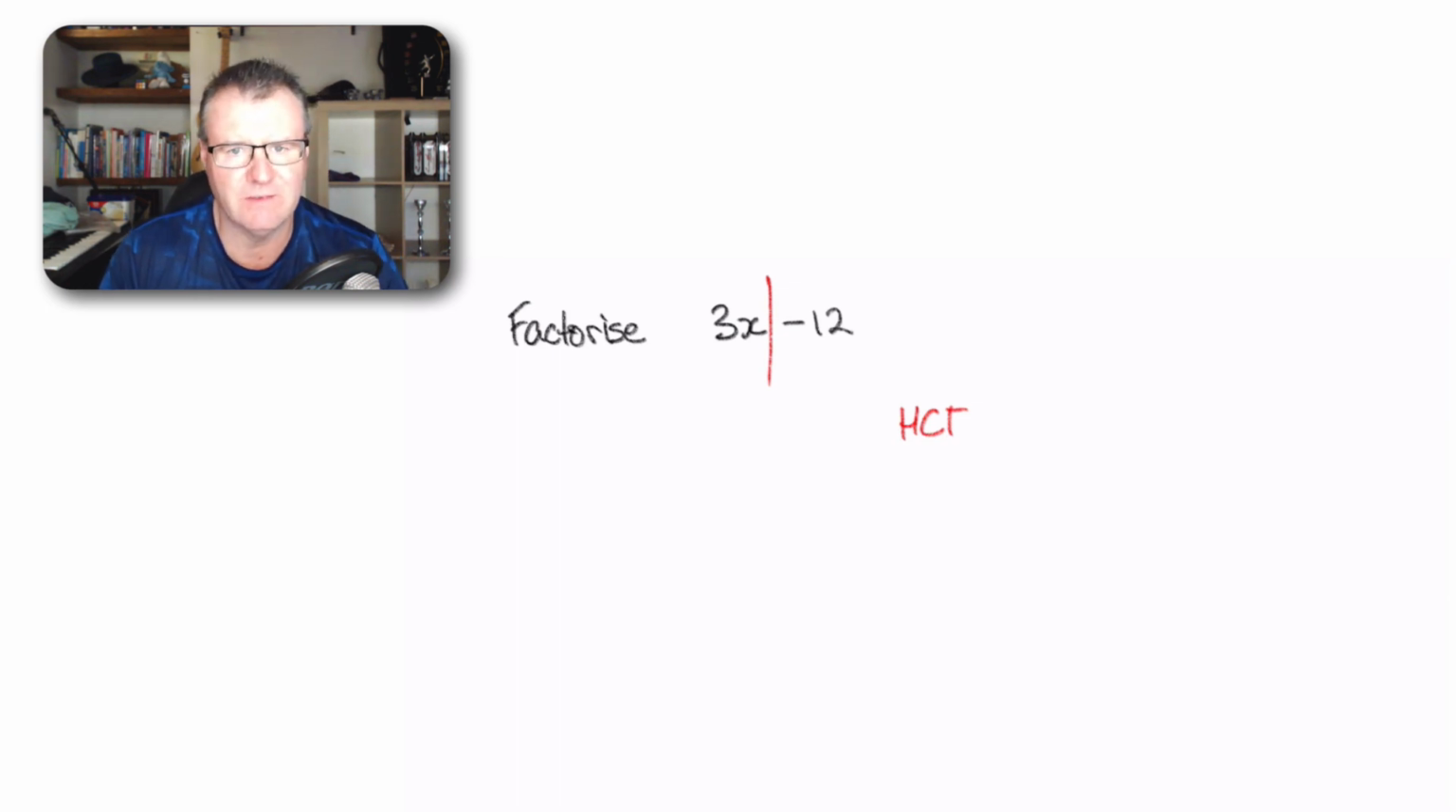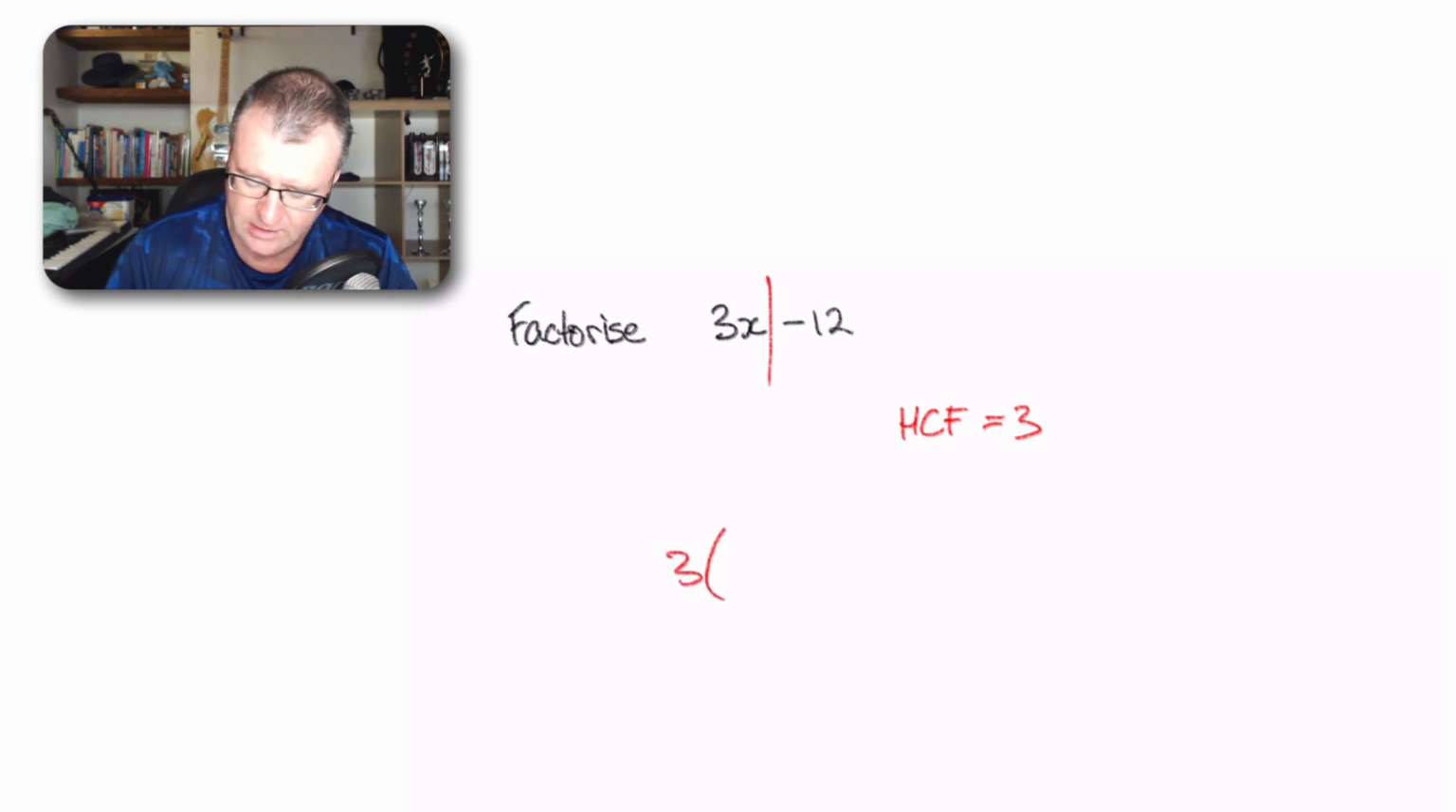Is there something that fits into both of those? Now I can see that 3 fits into both of those. So I would say my highest common factor equals 3. So what do I do? I put the 3 out the front of the set of brackets, and I'm going to divide each of those things by 3 now.